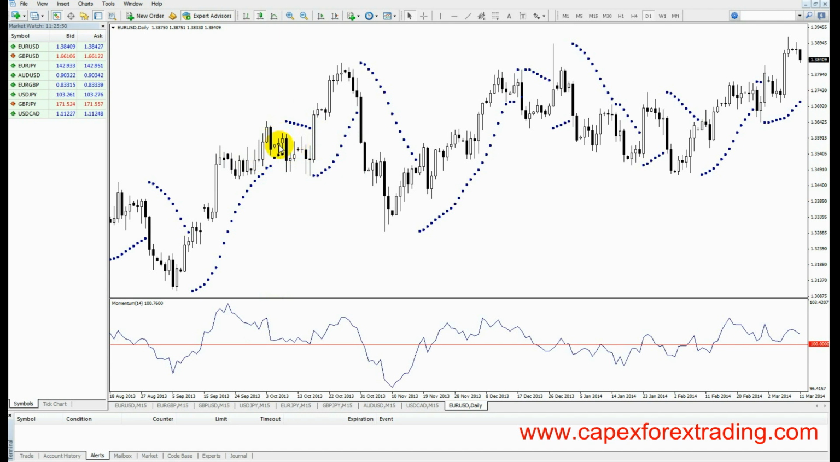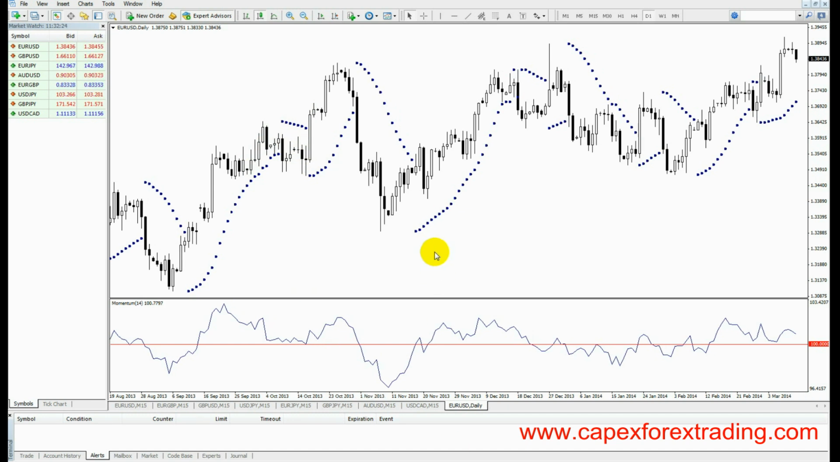And the last thing where a parabolic SAR is also not used is when you have dots both above and below your price levels or above and below your candlesticks. Don't trade it when that appears as well. Wait for one side to appear at one time and only start your trading or your combination of indicators then.